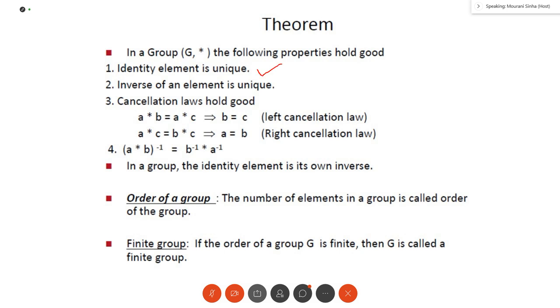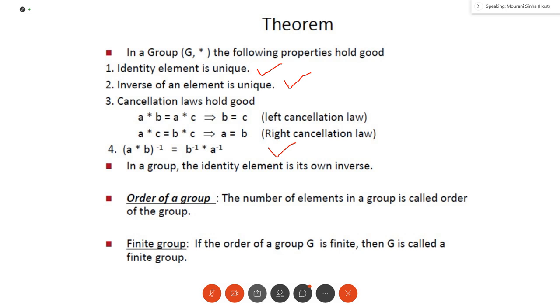Your inverse has to be unique. Cancellation laws hold good. This is the third theorem: if a star b equals a star c, then b equals c. This is the left cancellation law. There are a lot of questions on the cancellation law. We'll solve some examples after this. And a star c equals b star c gives me a equals b. This is the right cancellation law. The fourth theorem says that the inverse of a star b is b inverse star a inverse. Just keep these laws with you, the inverse law and cancellation law and so on. We will solve questions after some time.